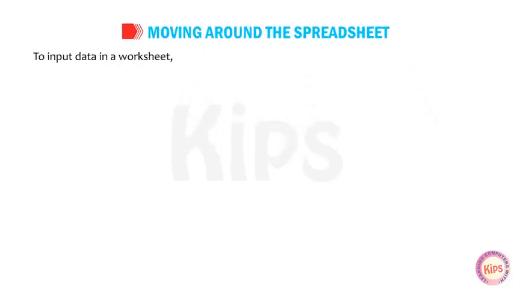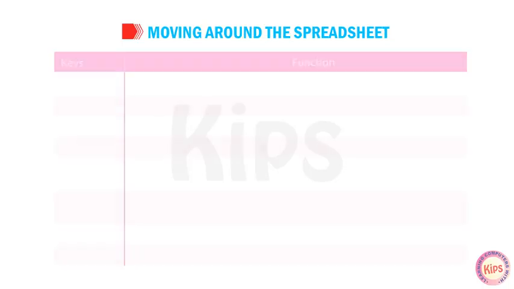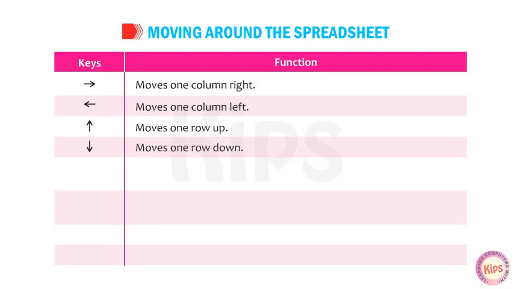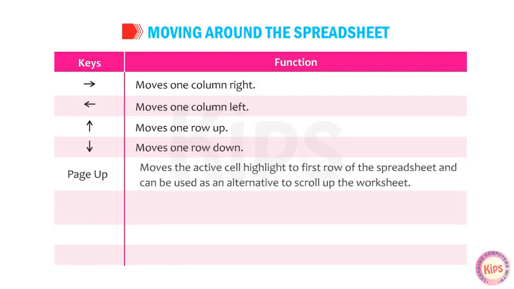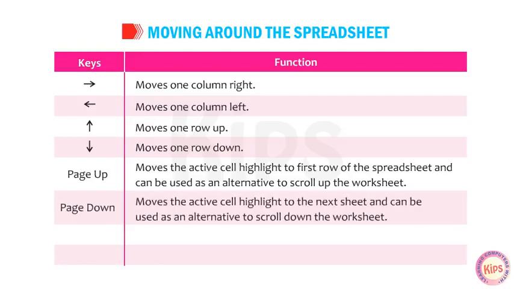To input data in a worksheet, we have to move the cell pointer from one cell to another with the help of various keys defined in the given table. Keys, function. Moves one column right. Moves one column left. Moves one row up. Moves one row down. Page up. Moves the active cell highlight to the first row of the spreadsheet and can be used as an alternative to scroll up the worksheet. Page down. Moves the active cell highlight to the next sheet and can be used as an alternative to scroll down the worksheet.